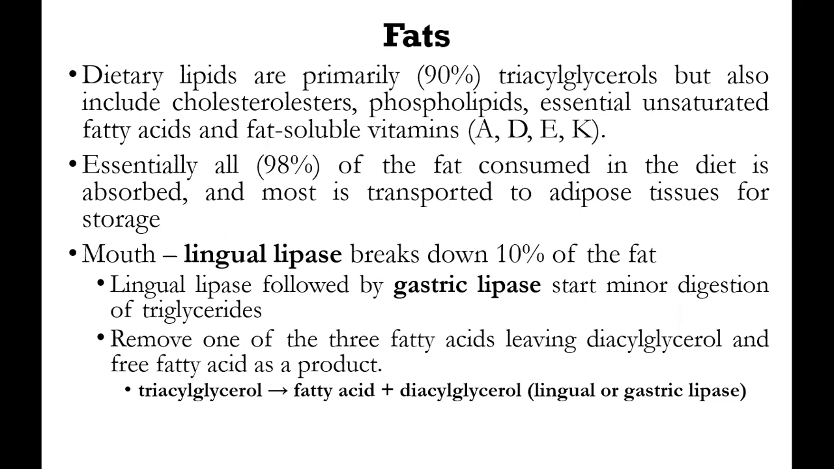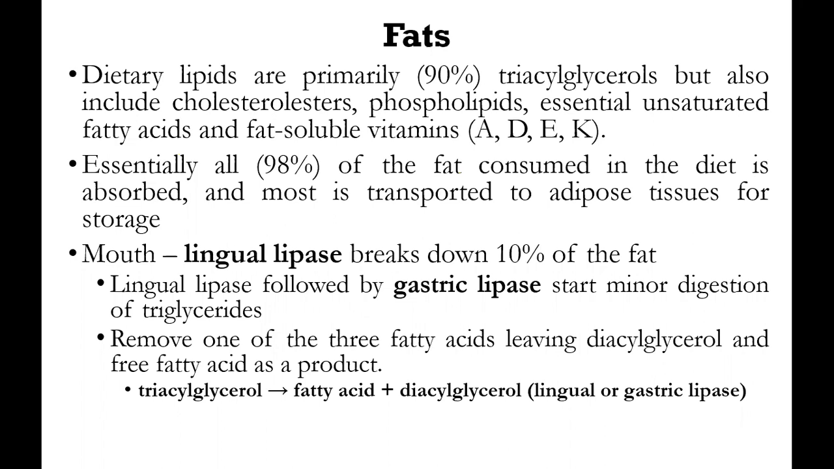Digestion is taking place in the mouth. In the mouth, there's a bit of lingual lipase that will break down 10% of fat. In the saliva, there is production of lingual lipase that is responsible for 10% of fat digestion in the oral cavity. So the lingual lipase is followed by gastric lipase. Remember the chief cells, we said they were producing pepsinogen and gastric lipase. So even in the stomach, there's a bit of lipase being produced that is responsible for minor digestion of triglycerides. It's not a major digestion.